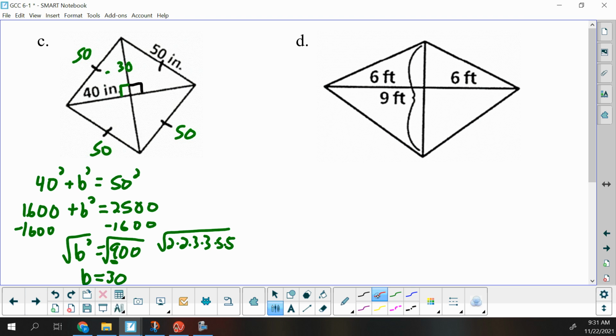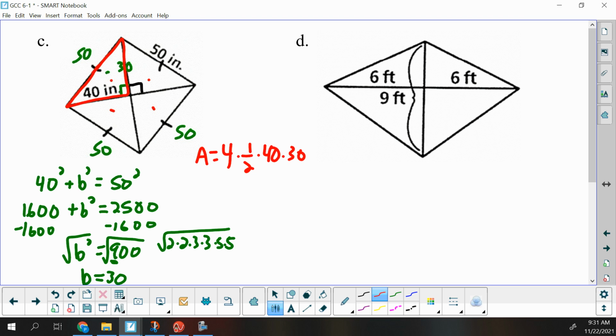Well, notice all these triangles are the same. So to find our area, we're going to do 4 times, because we have 4 triangles that are the same, and then we'll just do the area of one of those triangles. So we're going to have 1/2, a base of 40, and a height of 30, because that base and height, notice, are forming a right angle together.